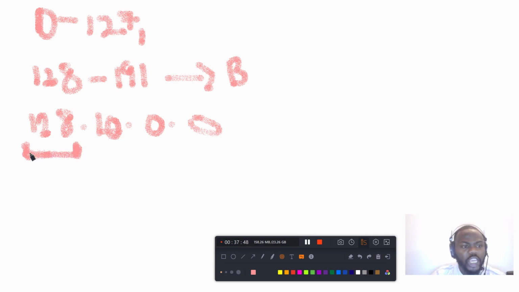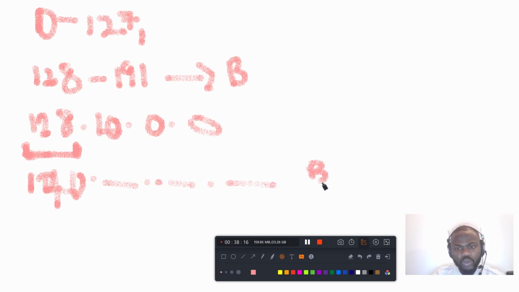You are only going to be checking the first octet. If the first octet falls within the range of 128 to 191, then you are going to be in class B. Let's say you have another IP address that says 140 dot any number dot any number dot any number, that's going to be class B also.